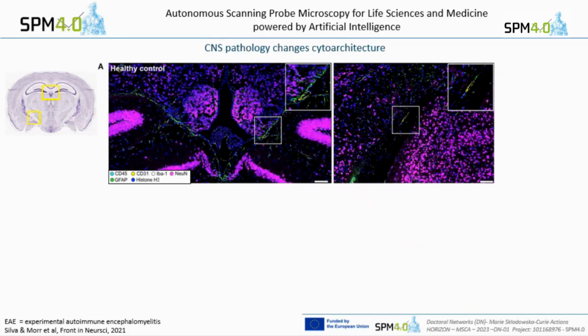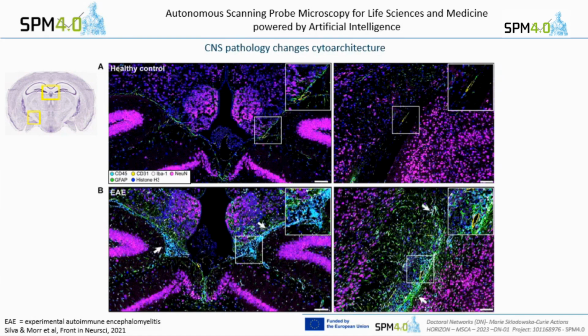We have astrocytes in green, nuclei in blue, endothelial cells or vessels labeled in yellow. What happens during autoimmune neuroinflammation? Using a model of multiple sclerosis where we actively lead to a massive breakdown of the blood-brain barrier and infiltration of leukocytes in the brain, the picture of its cytoarchitecture changes completely.